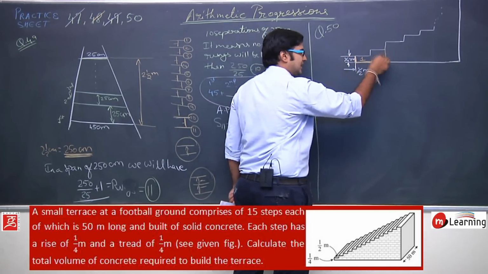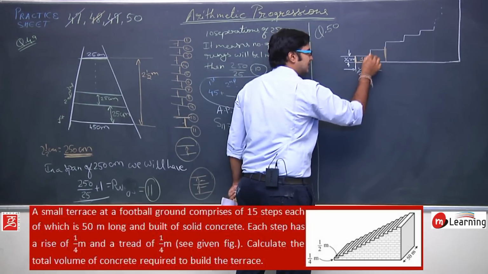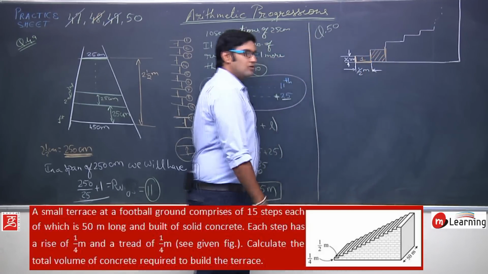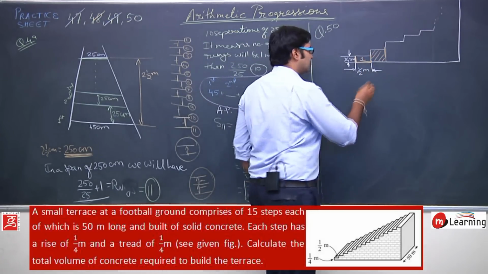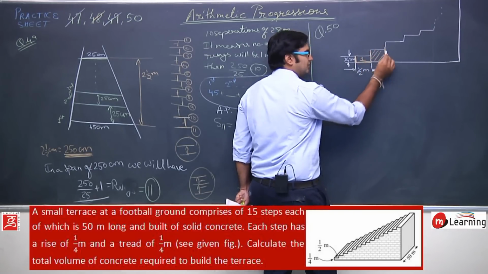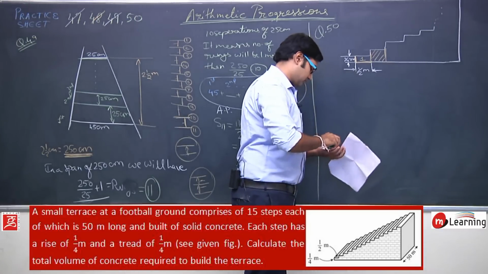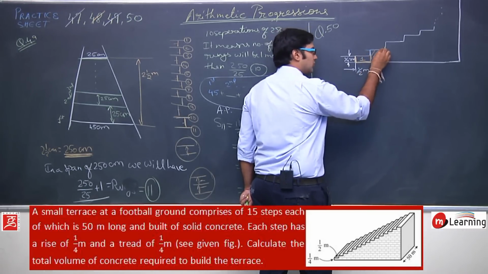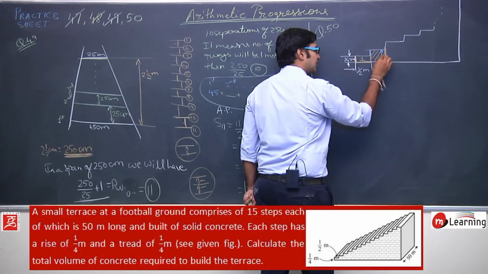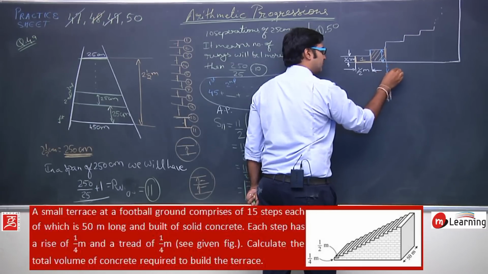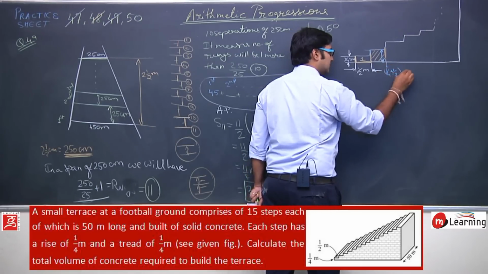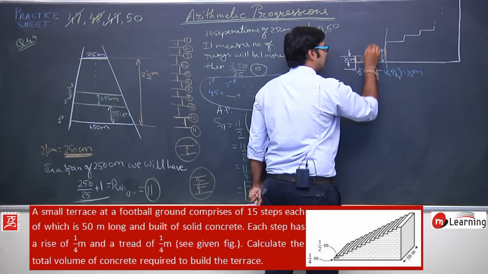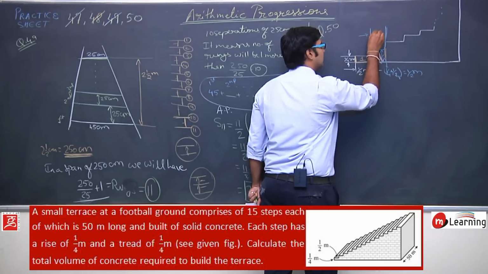Then if I talk about the second step, this will be the second step. For the second step, I have the rise of again 1/4, this much length will be 1/4. So the total length will be 1/4 plus 1/4, that is 1/2 meters, and the span of this tread is 1/2 meters.